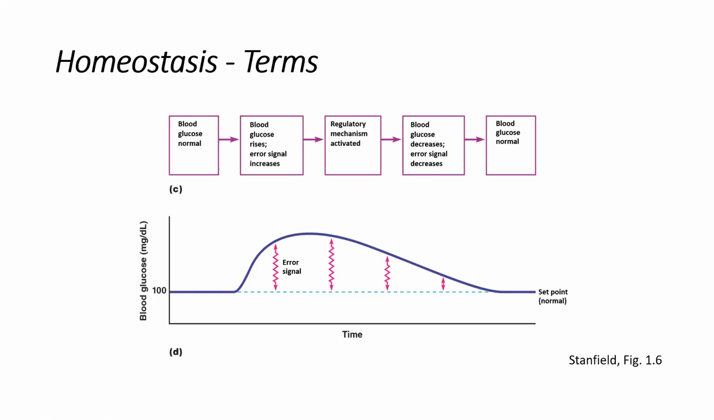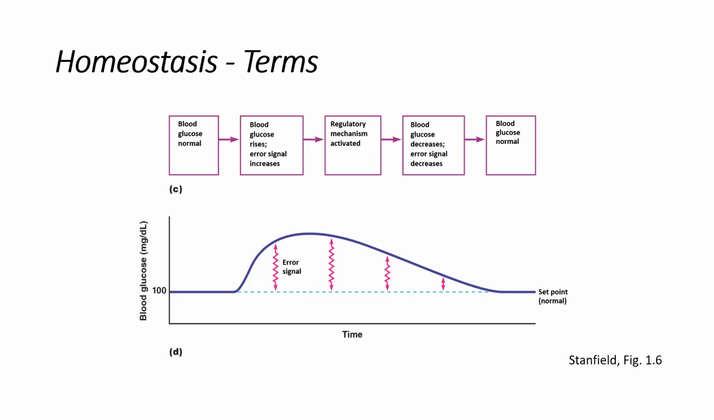100. Excellent, 100. That's where we like blood glucose to be. That's where the body strives to keep our blood plasma glucose. And so 100 is going to be our set point. Now, in this example, let's say we just had a really large, starchy or carby meal. And so we've got a lot of glucose circulating in our blood. What does that initiate? What do we call that initial rise or spike in the blood glucose? An error signal.